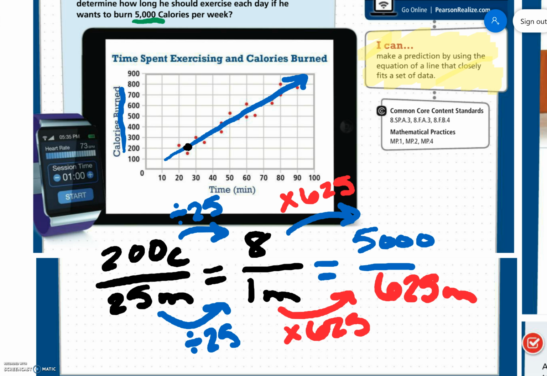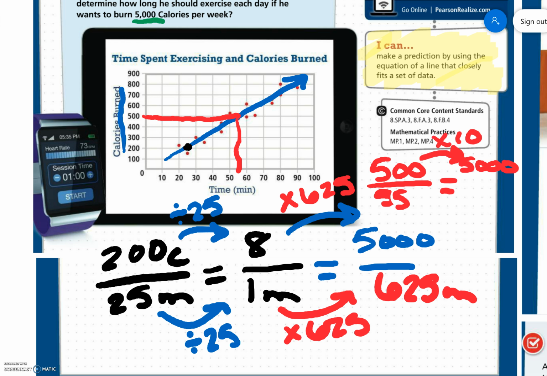Another way you could have done this is seen that 500 calories gets burnt in 50 minutes. So there's 500 calories in 50 minutes. We want to get to 5,000 calories, so all you got to do is multiply by 10. So that would give us 550 minutes. Now, 625 is not the same thing as 550, but they're close to each other. We're just doing an estimation.